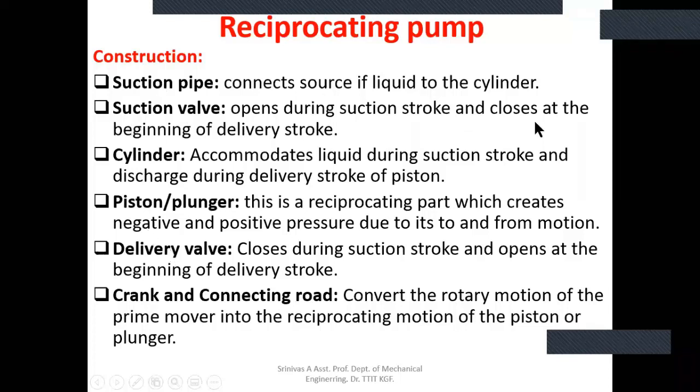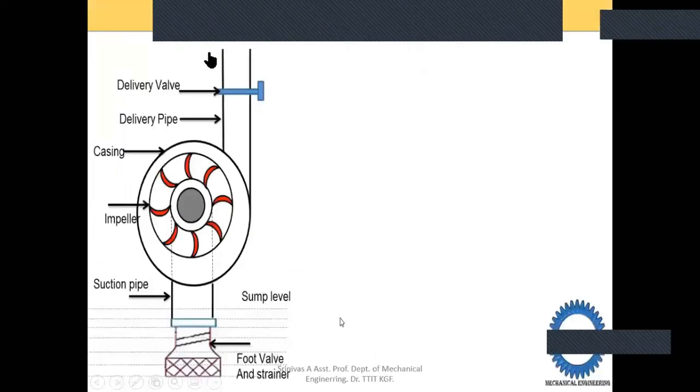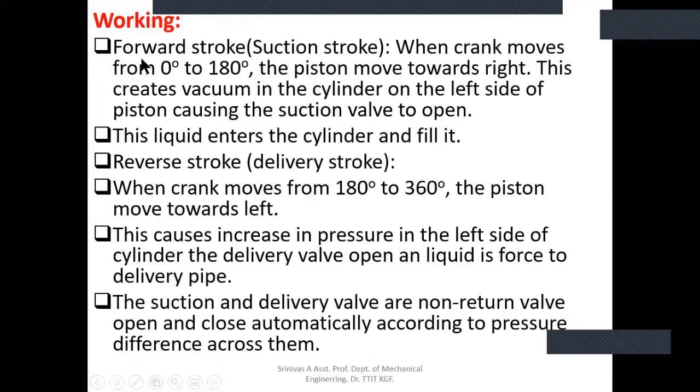And next, we have the working principle. Whatever we discussed, all the points are here. If you have the definition, you can note down these points later. And this finishes the construction and working of centrifugal pumps and reciprocating pumps.